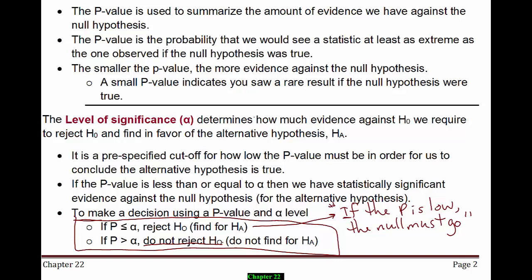Same situation if our P is bigger than our alpha. We're not going to say that our null hypothesis is true. We're just going to say that we didn't have enough evidence to find for the alternative hypothesis. That was a brief introduction to hypothesis testing, and next we need to do some examples.